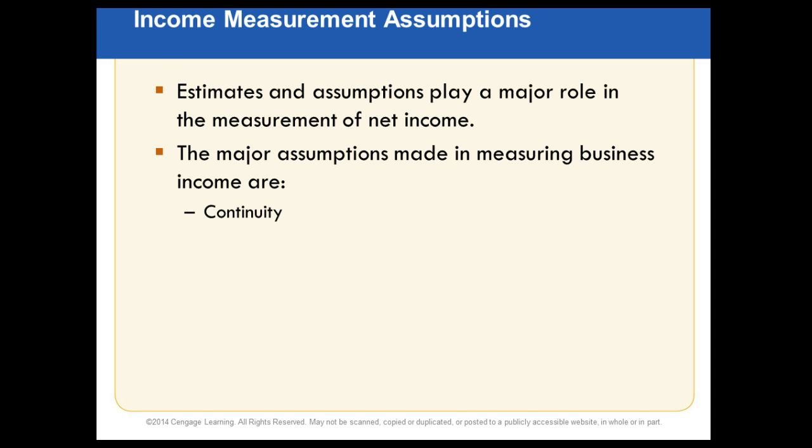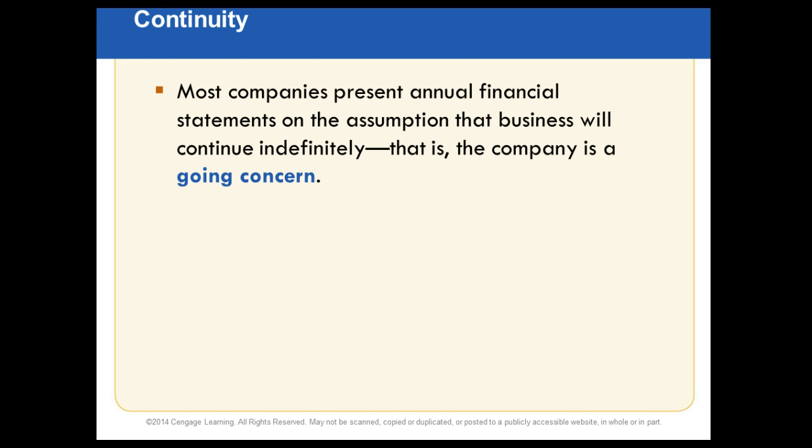Assumptions made in measuring business relate to the attitude that we expect the business to continue over the near future. Another assumption we make is that when we record income, we're going to record it in groups of periods of time. Another assumption is that we want to match revenues we earn with expenses we incur to make money. So, when we talk about something called continuity, meaning that the business is going to continue on for a period of time, most companies present annual financial statements on the assumption that businesses will continue indefinitely. That term, that businesses will continue indefinitely, is called a going concern. It will continue operating indefinitely. Not every company is going to operate indefinitely, but that's the assumption we create when we create and present a financial statement today.